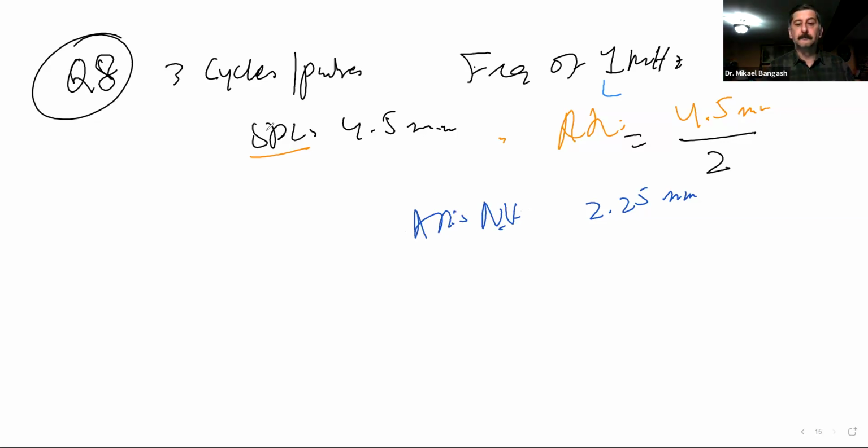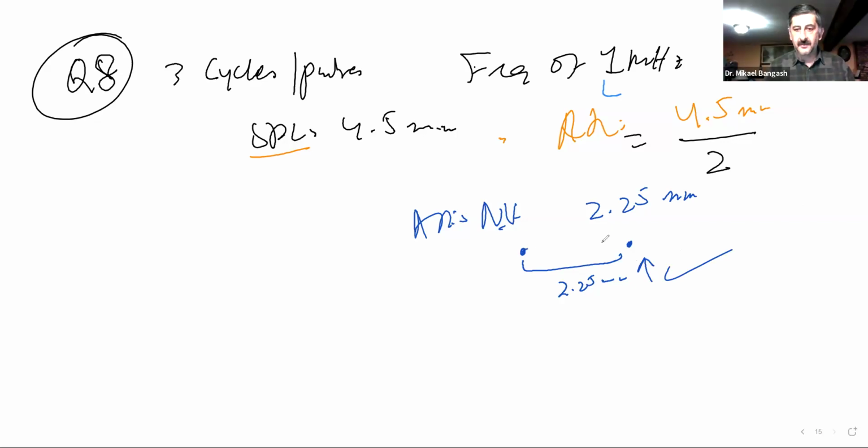Is that clear, guys? Yes. But what would this value indicate? That as long as the distance between structure to structure here is 2.25 millimeters or greater, we will have a good axial resolution. Whereas if the distance between these two structures was lesser than 2.25 millimeters, you would have a poor axial resolution.